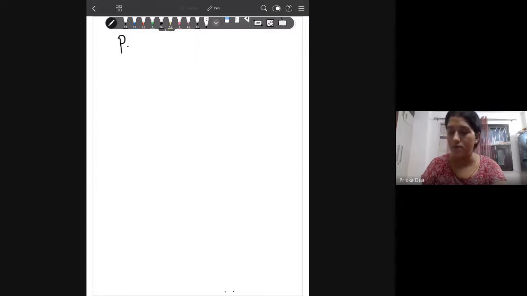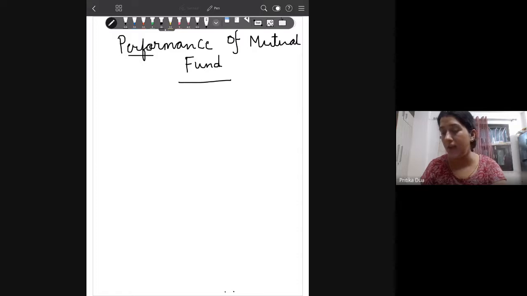The performance of mutual funds can be evaluated in a number of ways. We will start with the simplest way, in which you calculate the value of each unit of mutual fund held by you. That would be through the calculation of the net asset value of the unit held by you.